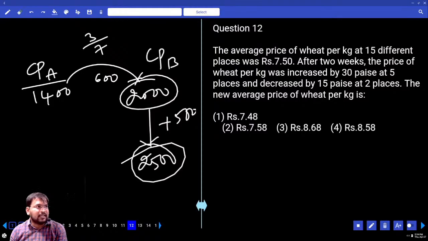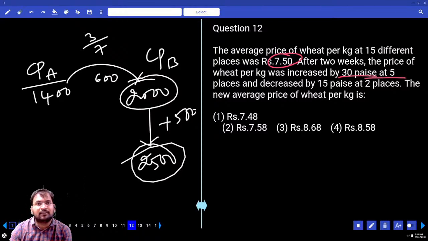General method చేద్దామా డైరెక్ట్ చేద్దామా? డైరెక్టా? వెరీ గుడ్. సర్కట్ చేయొద్దు. చూడు, ఒరిజినల్ యావరేజ్ is 7.5. Okay, no problem. Don't go for 15 into 7.5. Generally students are going like that. Don't go for like that. Wherever change is there, just see the change.